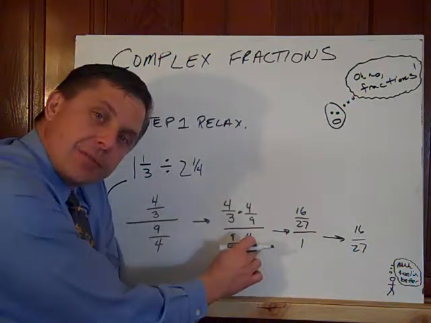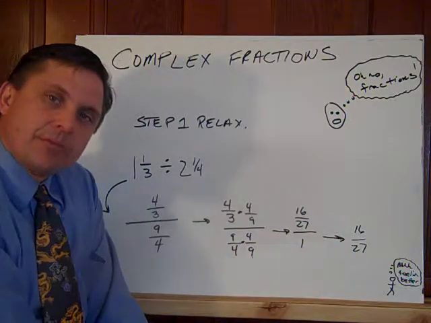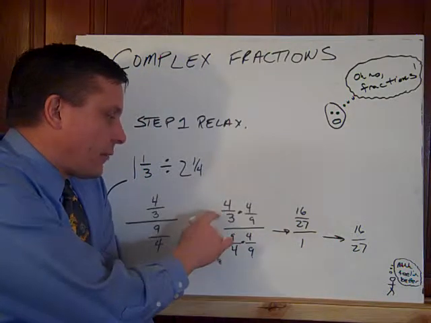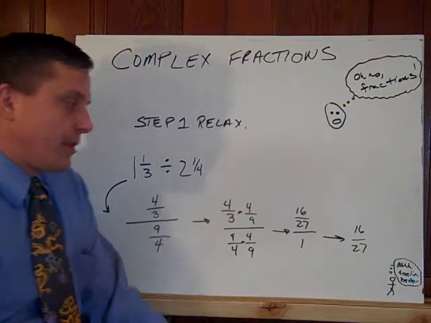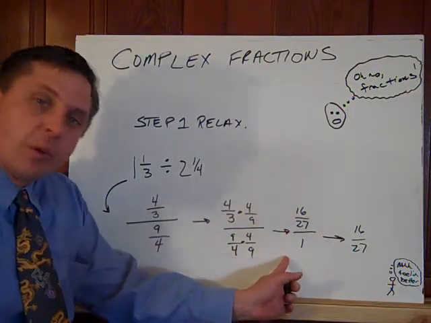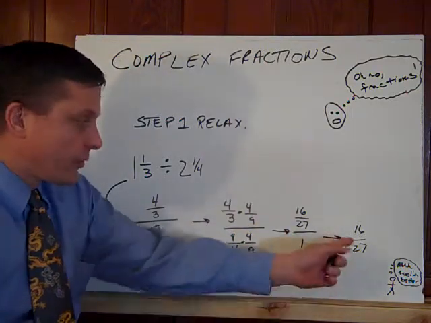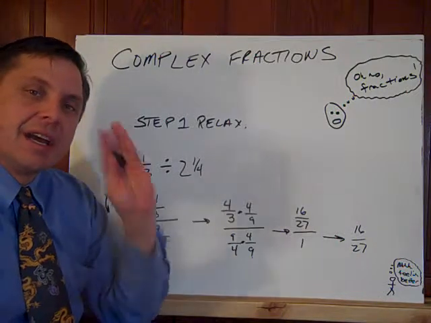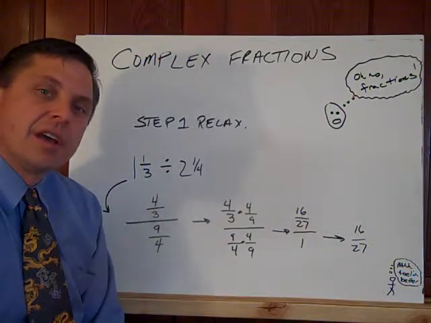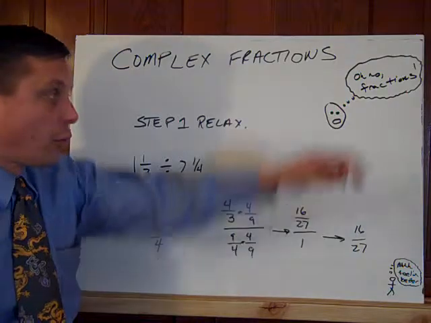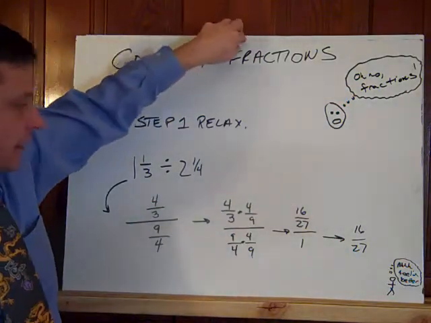9/4 times 4/9 is 1. A number times its reciprocal is 1. 4/3 times 4/9 is 16/27. 16/27 over 1. We don't have to write over 1. So it's 16/27. And it is this simple with complex abstract fractions or variable fractions.